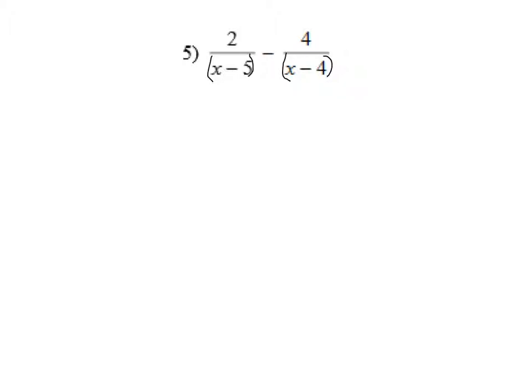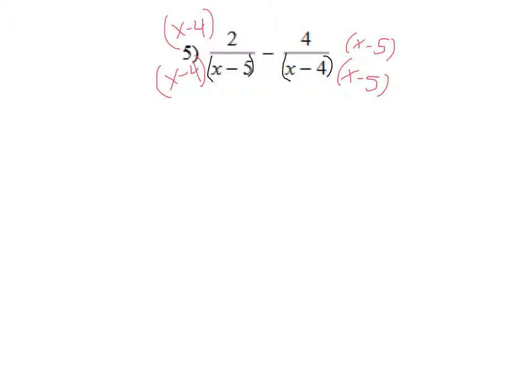And so in this case, I need to have an x minus 5 and I need to have an x minus 4. So the one on the left here doesn't have the x minus 4, so that's what I'm going to multiply by. And the one on the right doesn't have the x minus 5, so that's what I'm going to multiply by.